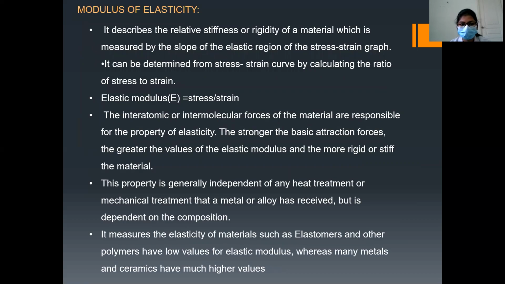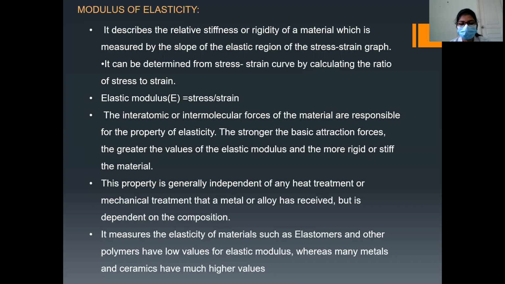Modulus of elasticity. It describes the relative stiffness or rigidity of a material, which is measured by the slope of the elastic region of the stress strain graph. It can be determined from the stress strain graph by calculating the ratio of stress to strain. Elastic modulus E is equal to stress by strain.